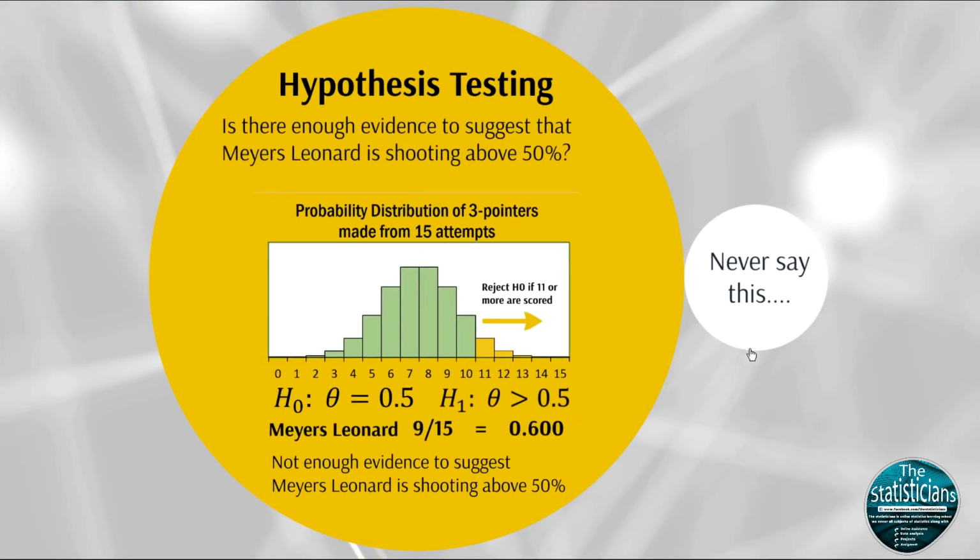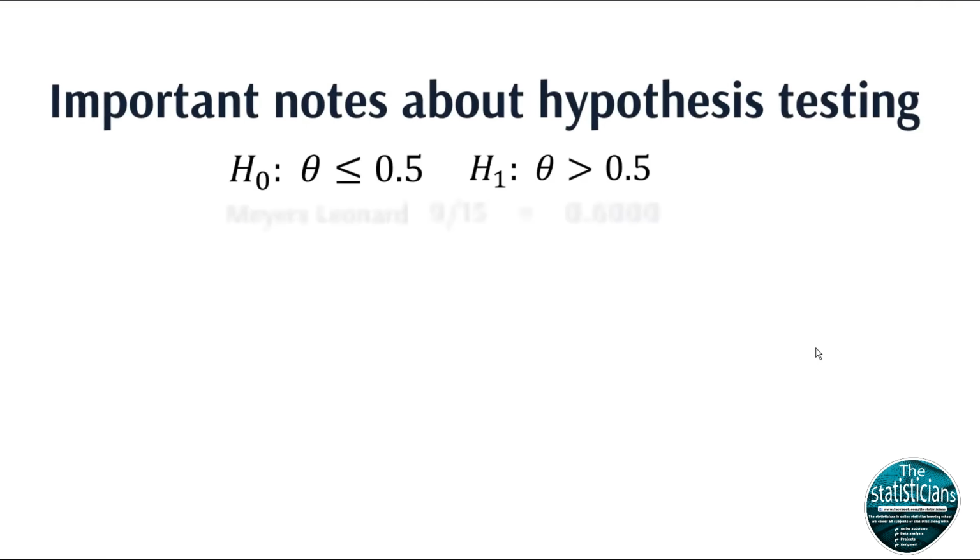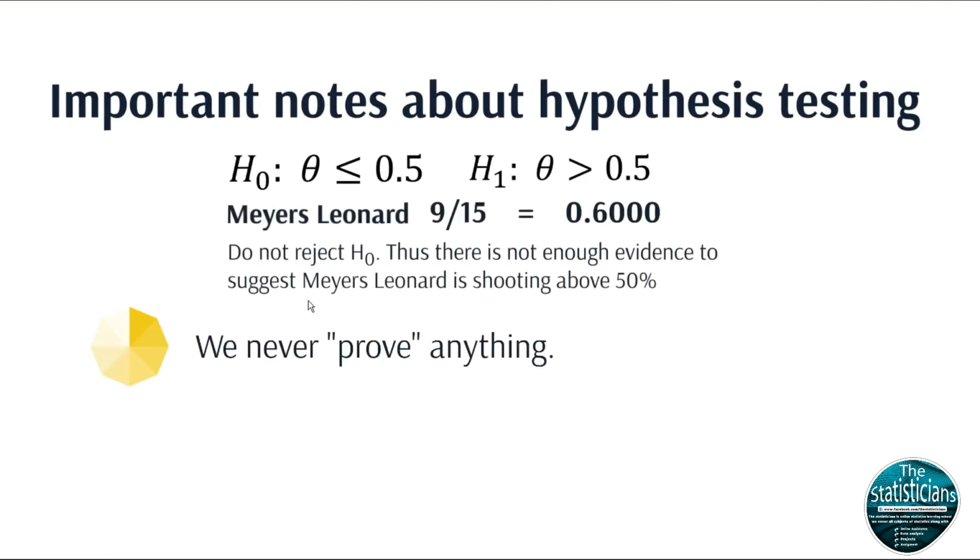Anyway, so I've just got a little extra section here for hypothesis testing, just for you to be aware of 2 important notes. The first thing is that we never ever prove anything in a hypothesis test. So here again is that setup with Myers-Leonard and our conclusion, which was to not reject the null hypothesis, as in there's not enough evidence to suggest Myers-Leonard is shooting above 50%. Never say the word prove in your conclusion, which is the frustrating thing about statistics, I guess. You can never prove anything at all. All you can do is infer. So we were unable to infer that Myers-Leonard is shooting above 50%.